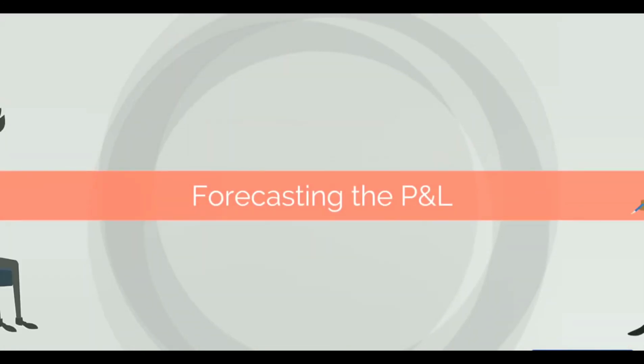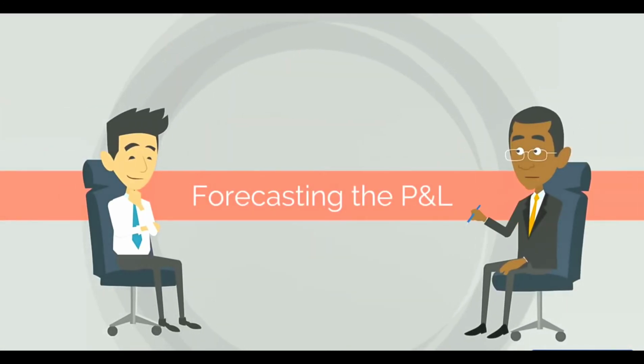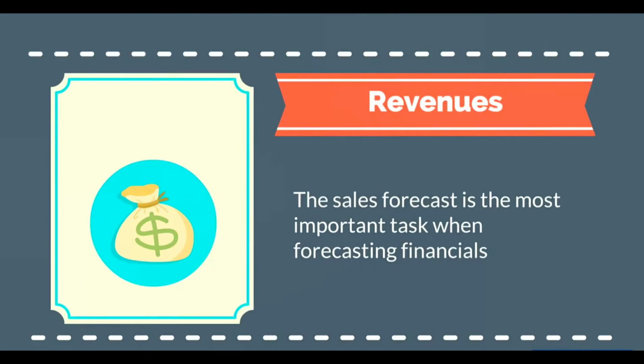The first thing we do when we start modeling a company's financials is to work on the sales forecast. It is important to predict the expected level of sales, as these values will serve as a base for many other items we will have to forecast. Therefore, it is crucial to spend enough time to get the revenues forecast right.